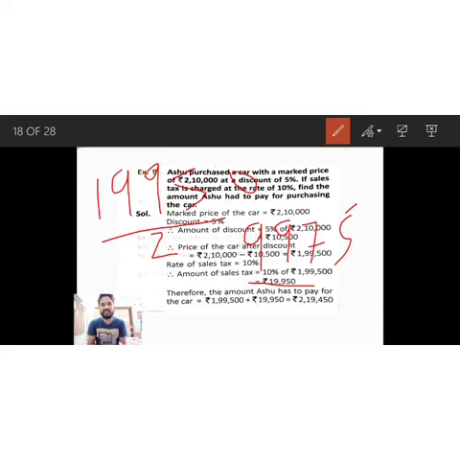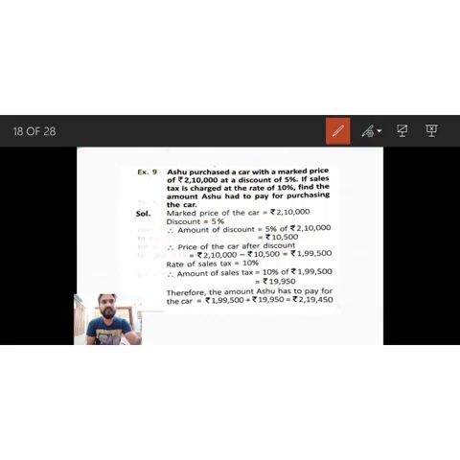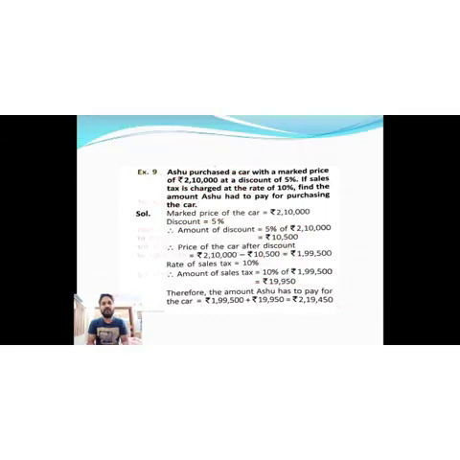Okay, so this is a simple concept of GST, same as the sales tax. We have to find the GST, add it to the list price or mark price, and we get the final amount. Okay, so this is an easy concept of GST.